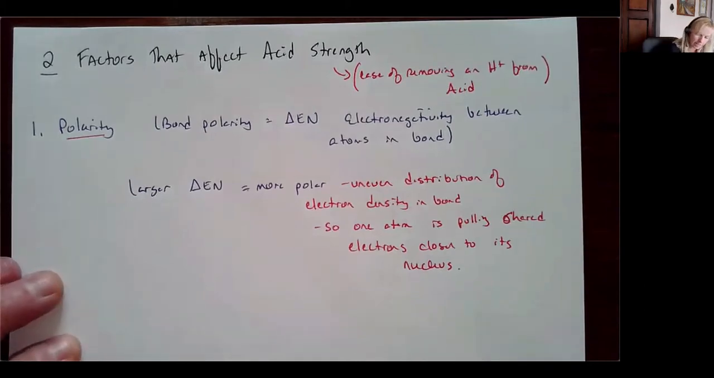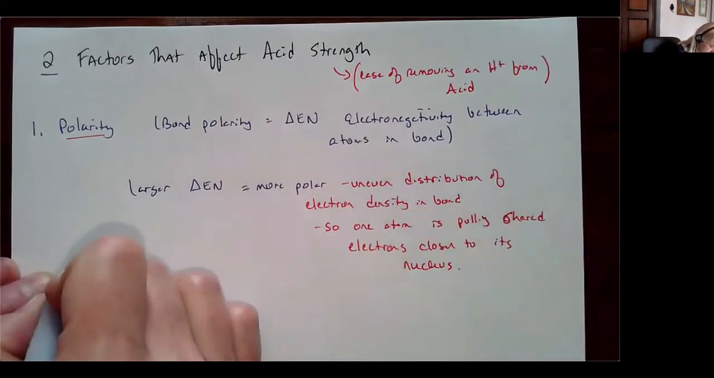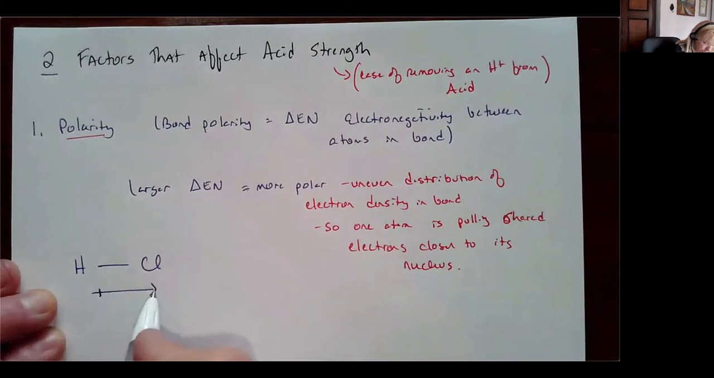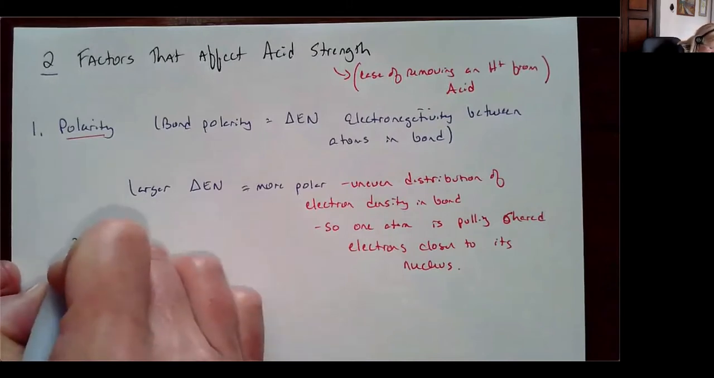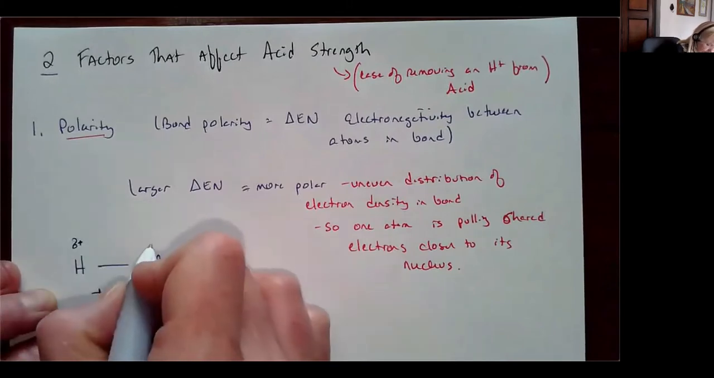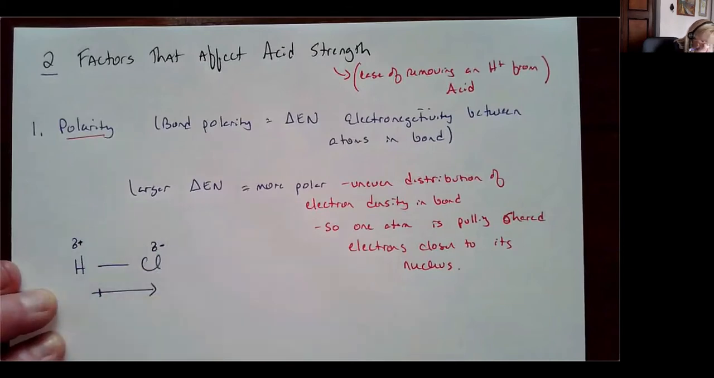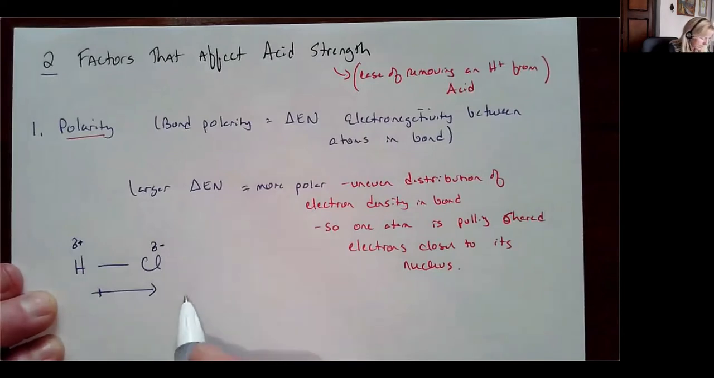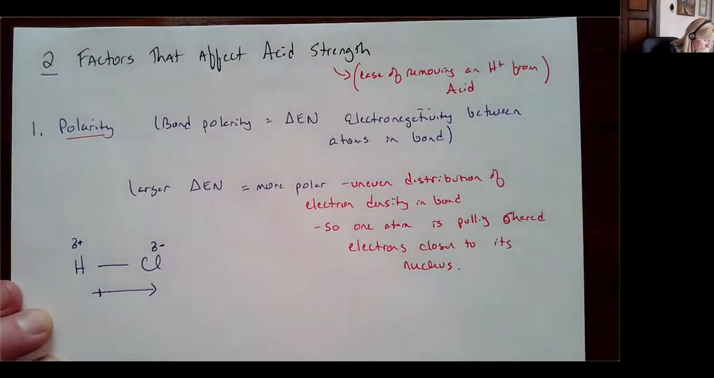So if we look at HCl, HCl is a strong acid. It's going to have a dipole moment pointed toward the chlorine. So this is going to have a partial positive charge on the hydrogen and a partial negative charge on the chlorine. And the molecule is polar with more electron density on the chlorine. So the more polar the bond, the stronger the acid. The less polar the bond, the weaker the acid. And if I have a completely non-polar bond, then I don't have an acid at all.